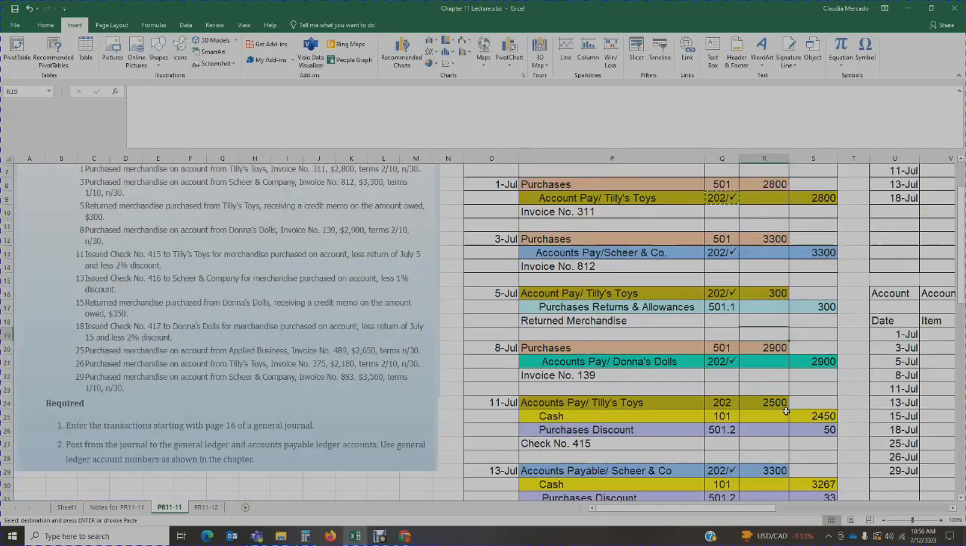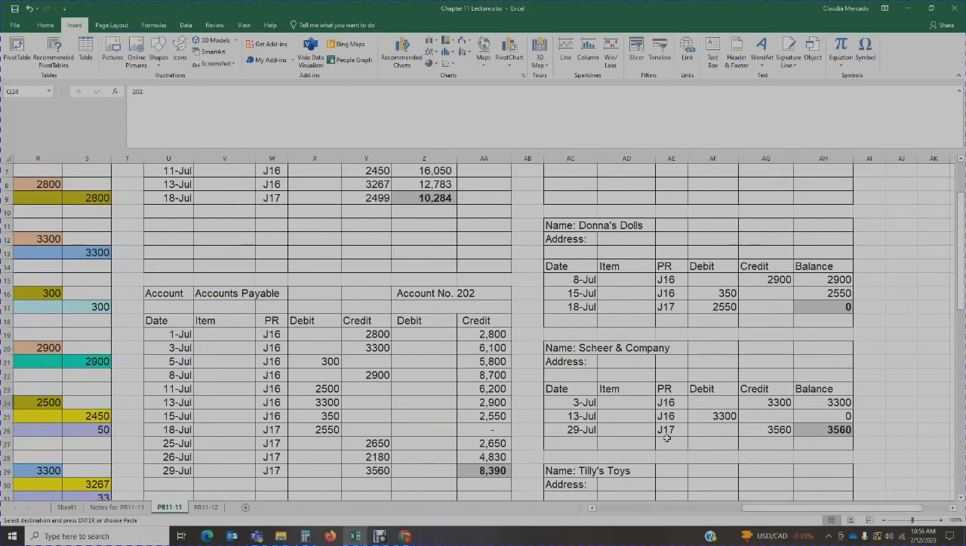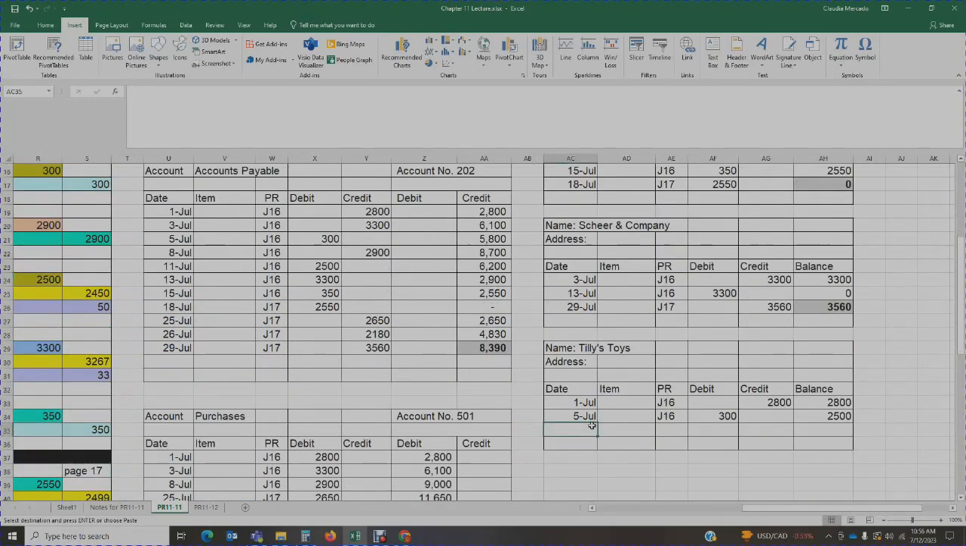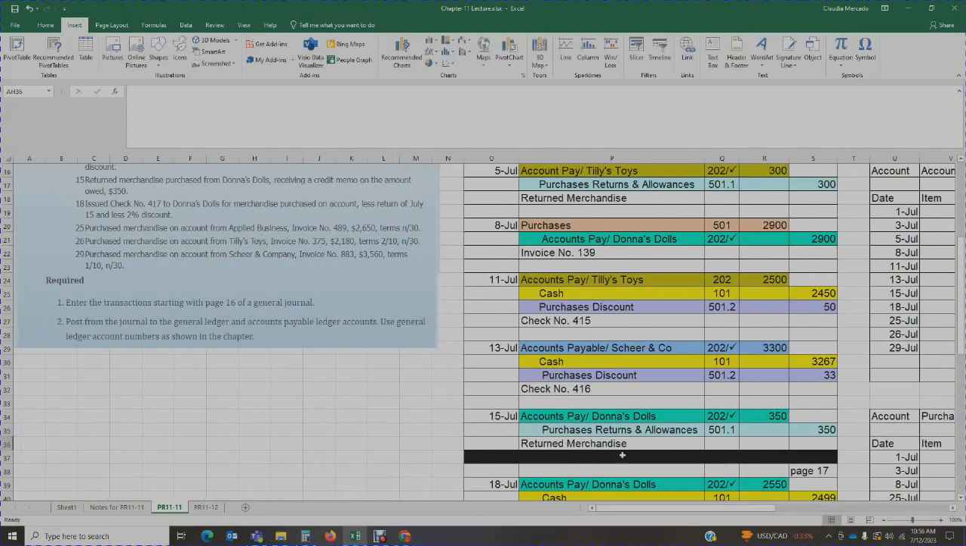Okay. Next entry I have to Tilly's Toys is on the 11th, and I've got a debit of $2,500. Okay, so I used to owe $2,500. I made a payment. Now my balance is 0. Okay, so I'm going to go back.